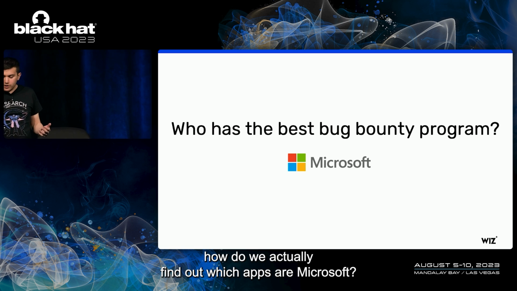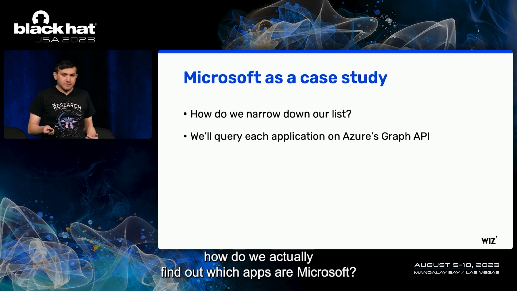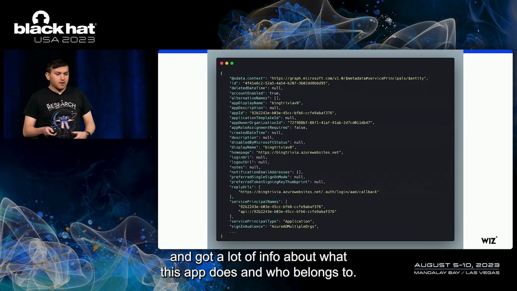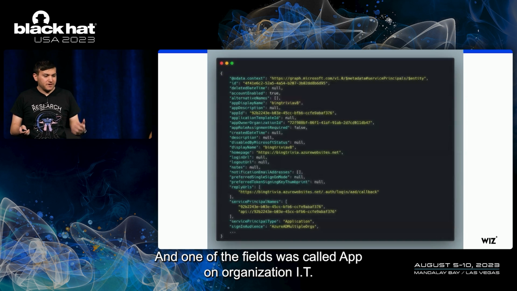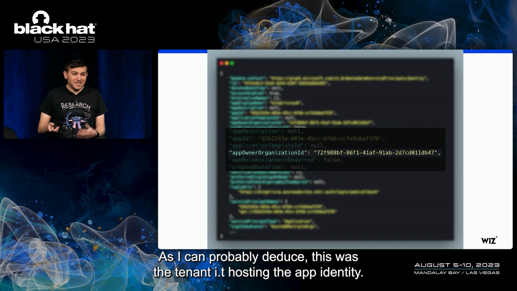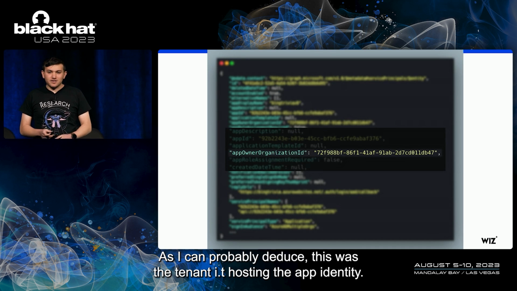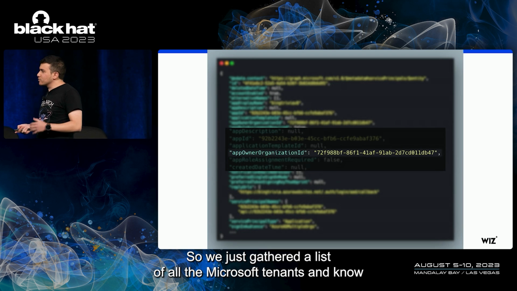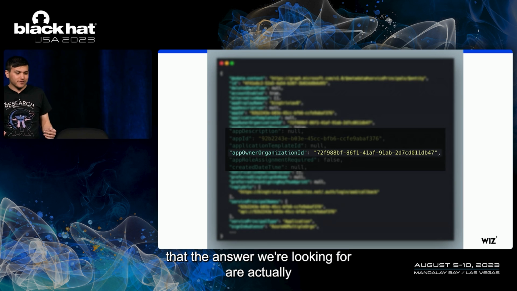How do we actually find out which apps are Microsoft? Basically, each application that we found, we queried on Azure's Graph API and got a lot of info about what this app does and who it belongs to. And one of the fields was called App Owner Organization ID. As you can probably deduce, this was the tenant ID hosting the app. Tenant IDs are public, as we said, so we just gathered a list of all the Microsoft tenants and knew which of the apps we're looking for are actually Microsoft.